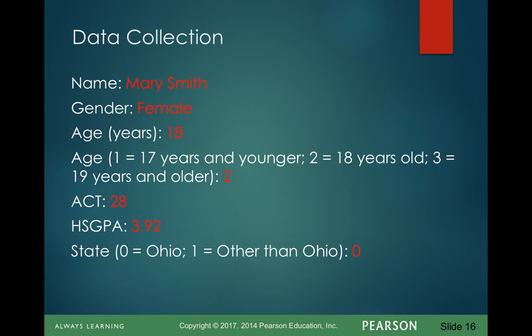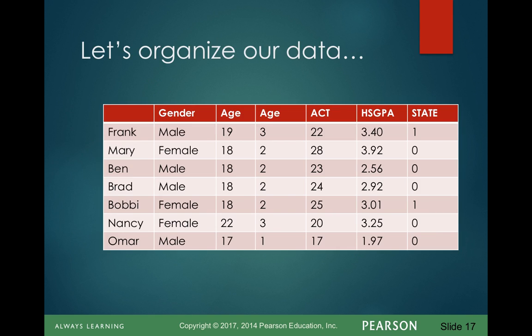Mary Smith, that's a pretty common name. Female, 18 years old. Age classification would be a 2, ACT 28, a really big old GPA at 3.92, and apparently Mary graduated from high school in Ohio. Now, we could do that for more students, and let's say we did that.